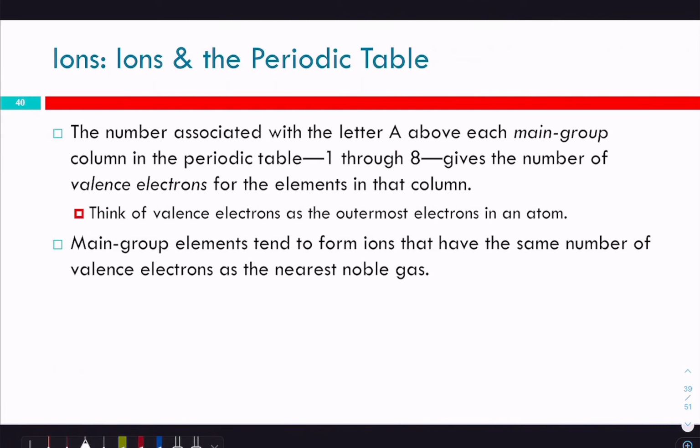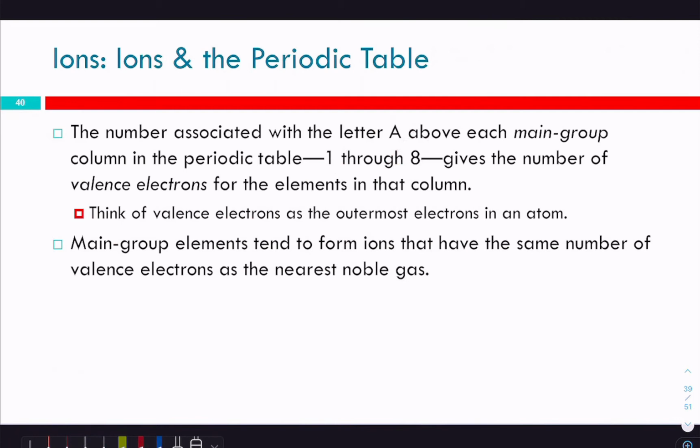Oh, okay, this was on the slides. The number associated with the letter A above each main group column, 1 through 8, gives the number of valence electrons for the elements in that column. That's the number of electrons in its outermost shell. Those are the ones that are actually interacting with other atoms. Everything on the inside is shielded from those outside ones. Kind of like a Russian nesting doll, where the smaller dolls are inside and the larger dolls on the outside. That outermost doll, those are the valence electrons.